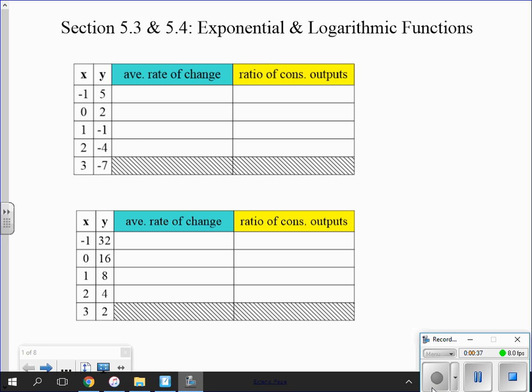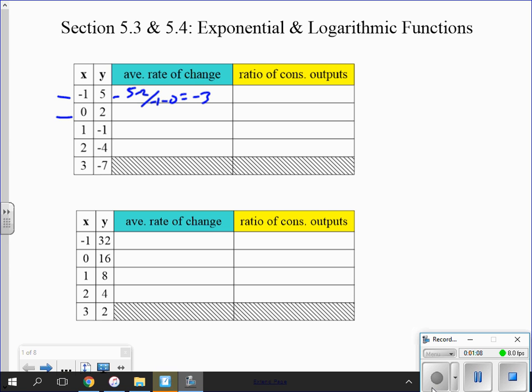So average rate of change, what you're going to be doing for this one here, is change in y over change in x, using the point and the one below it. So I'm going to use these 2 points to find the slope between them, average rate of change. 5 minus 2 divided by -1 minus 0, which gives us 3 over -1, which is -3. So that's what I want you to do here.